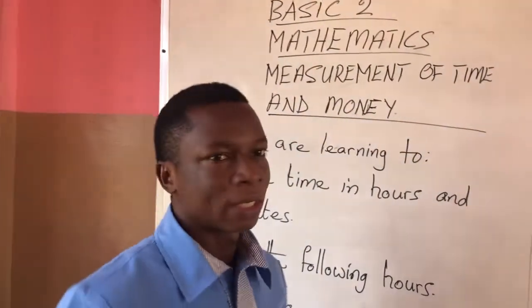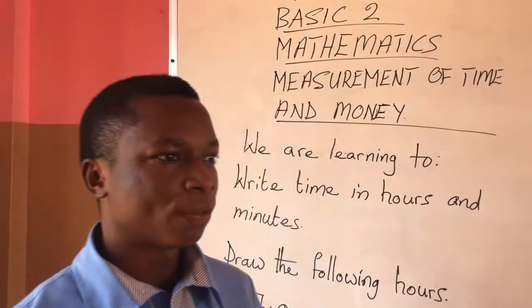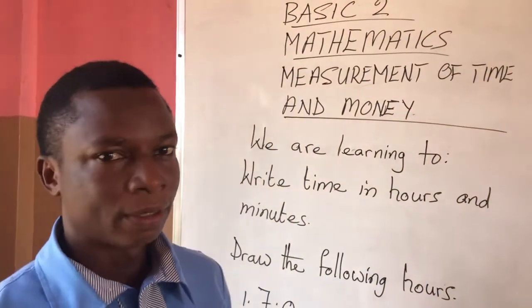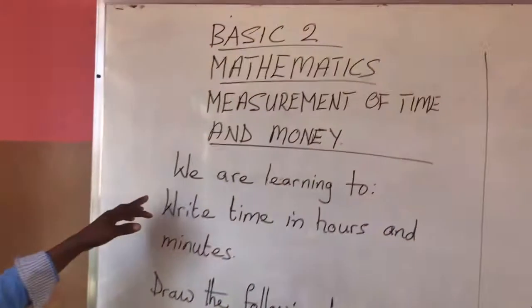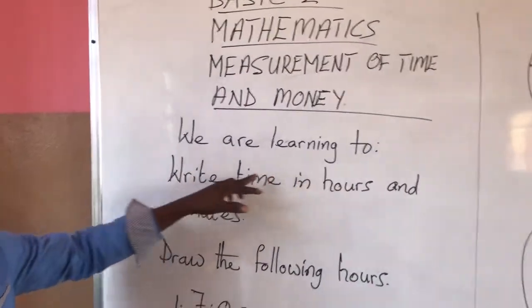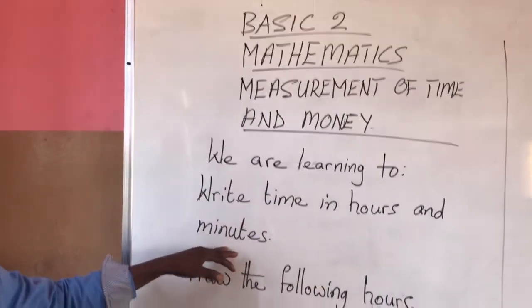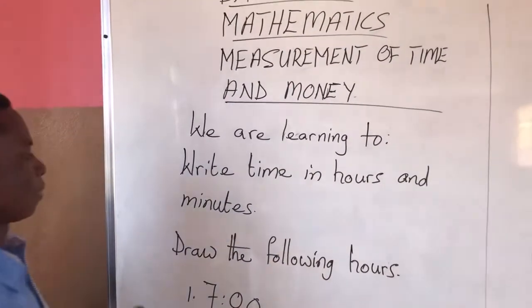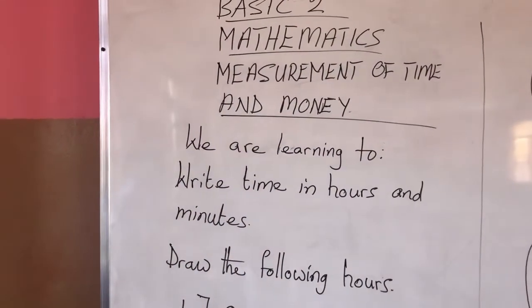We'll still be looking at time and measurement of time and money. What are we looking at? Let's look at our main objective for today. We are learning to write time in hours and minutes or half hours. This one will be half hours. We are learning to what?